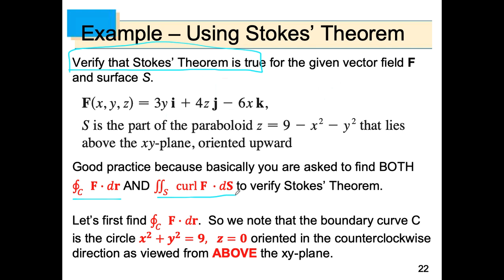So we're going to note that the boundary C is the circle, and it might be a good idea to sketch these out if you wish. This would be a pretty easy sketch since I did it earlier. The boundary is where we set z equal to 0 because the surface is above the xy plane, and it's going to be oriented counterclockwise as viewed from above the xy plane.